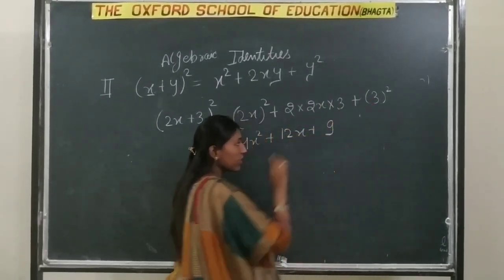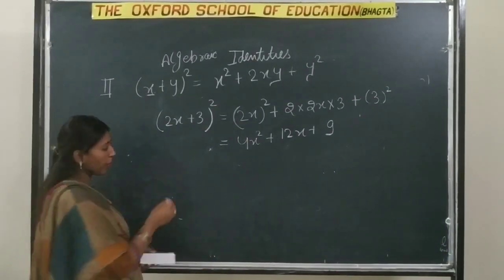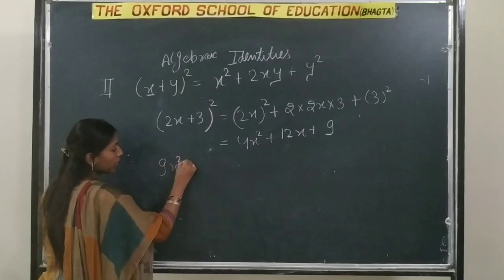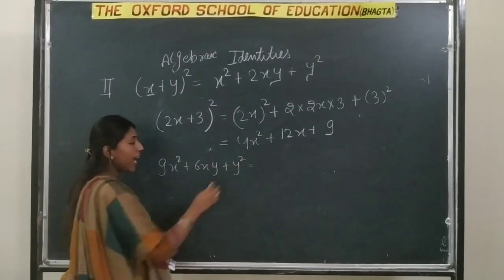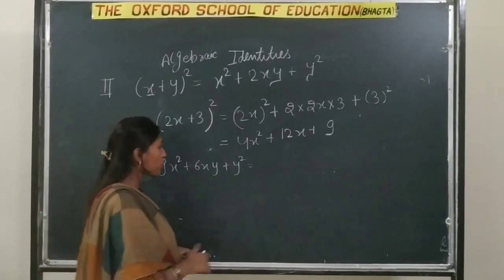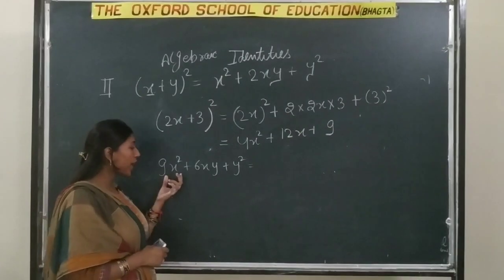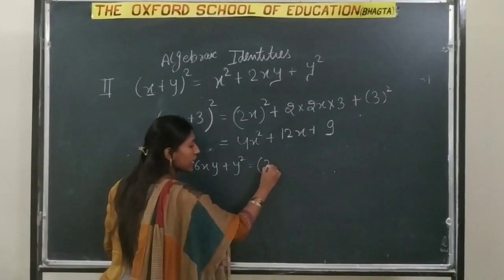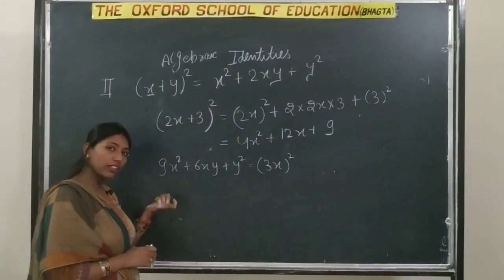3 square as 9. So the question is also given in the format that 9x square plus 6xy plus y square, and the heading will be factorize it using some identity. So how will you solve it using identity? See, you can write 9x square as (3x) whole square because 3 square is equal to 9.